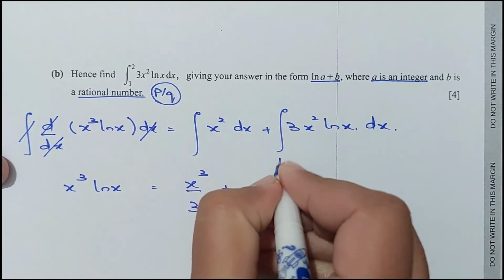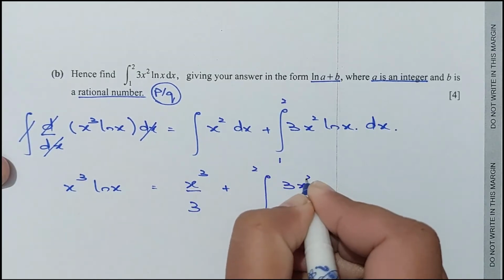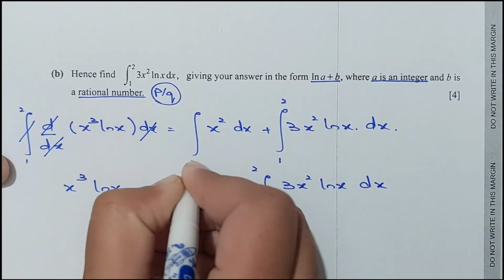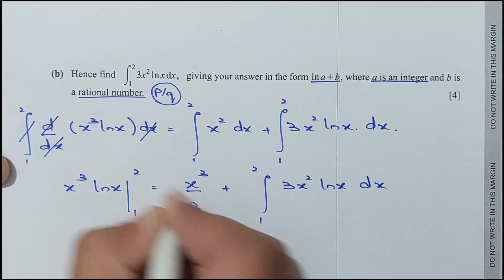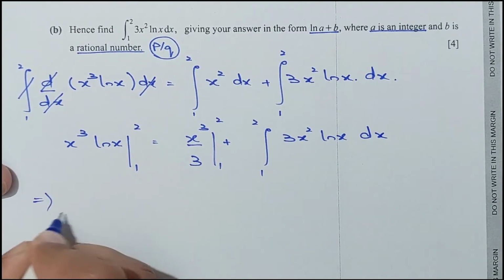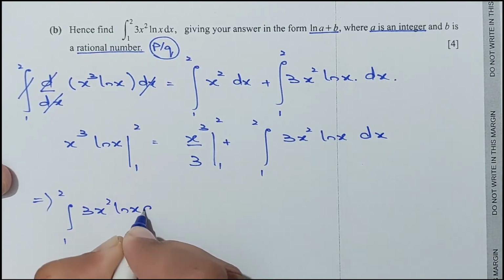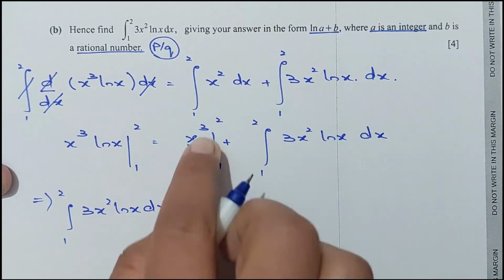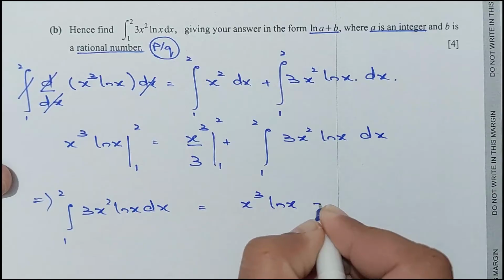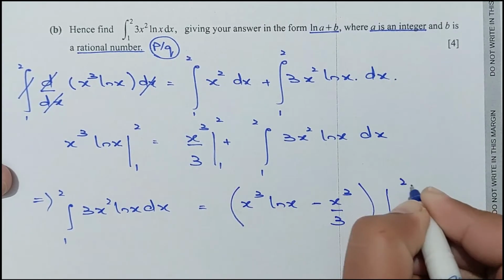Now apply the limits 1 to 2. Integral from 1 to 2 of 3x square ln x dx. Applying the upper and the lower limits here. So from here, the integral from 1 to 2 of 3x square ln x dx would be equal to, shifting this term to the other side, x cube ln x minus x cube over 3, and the limits are from 1 to 2.